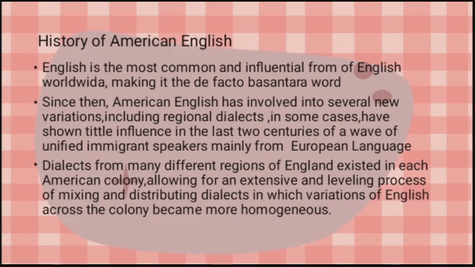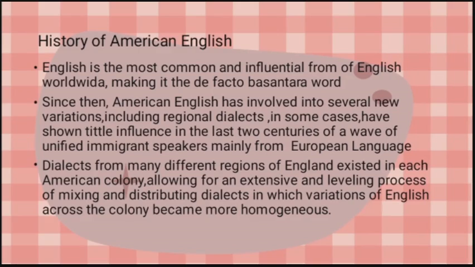First, I will explain the history of American English. English is the most common and influential form of English worldwide, making it the de facto global language. Since then, American English has evolved into several new variants, including regional dialects.